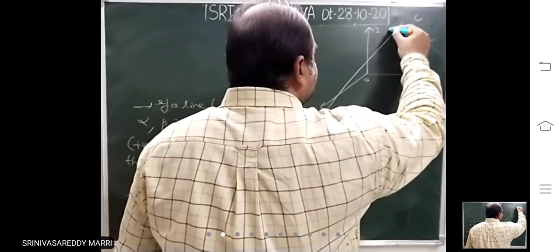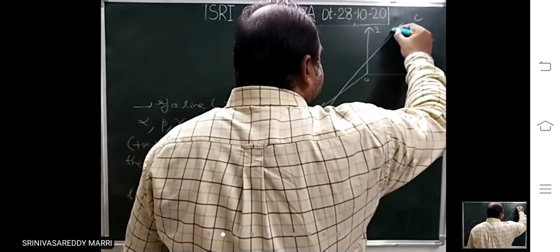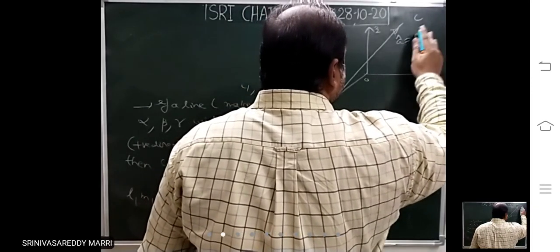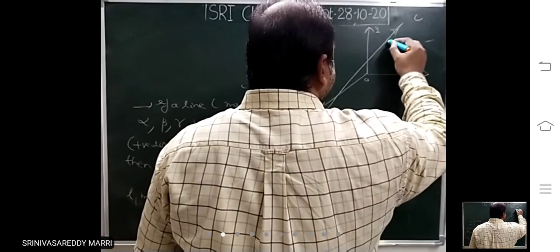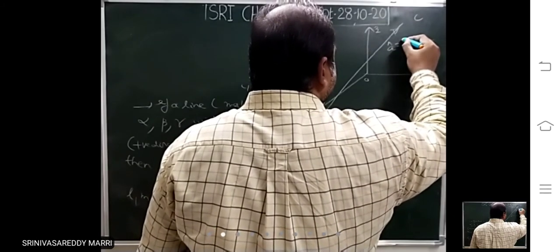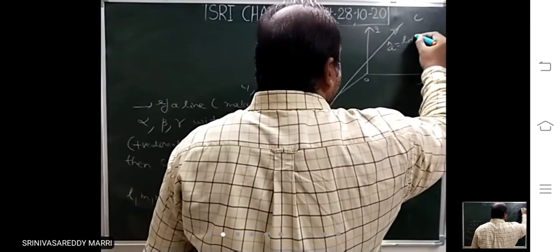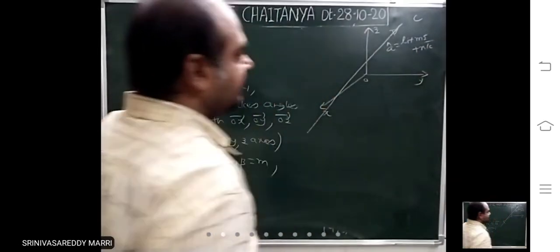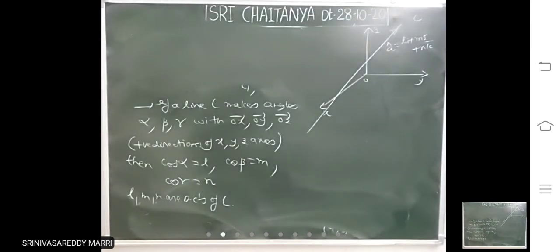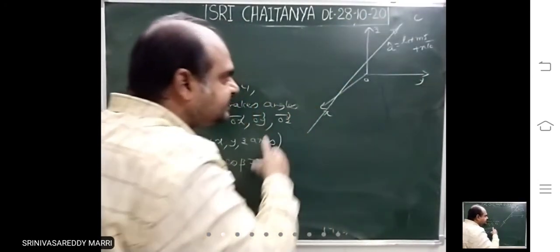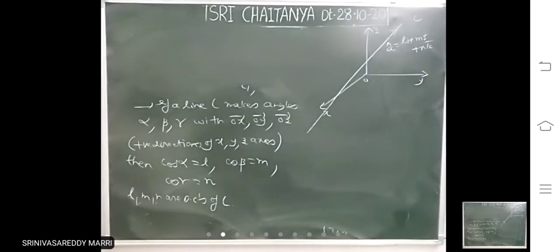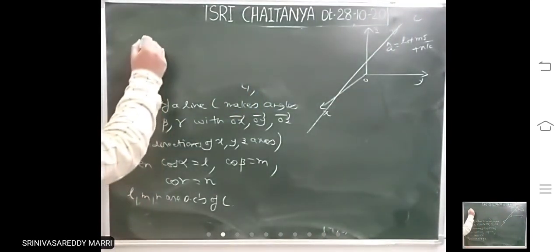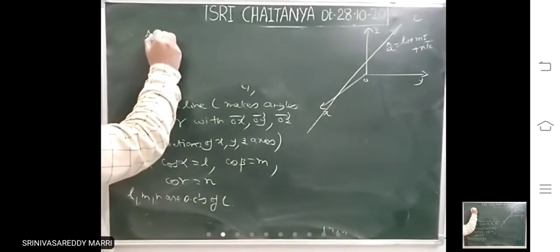DCs means what? Direction is given by a unit vector. A cap is what? In which direction will the line be? A cap equals Li plus Mj plus Nk. Right? The line is drawn in the direction of A cap, and this direction is minus A cap. Let us say the line is drawn in that direction.